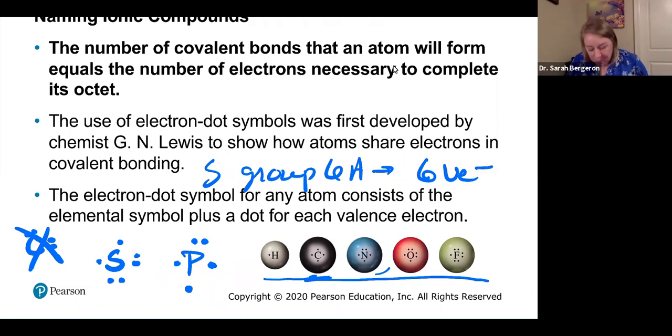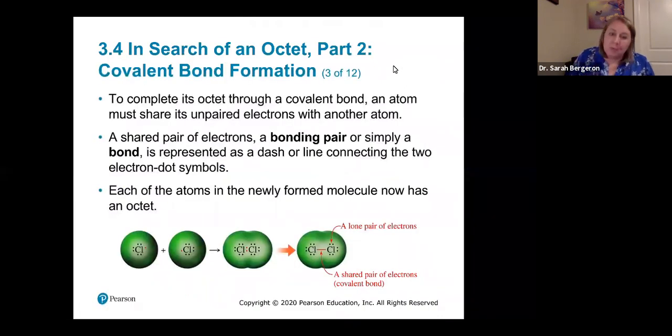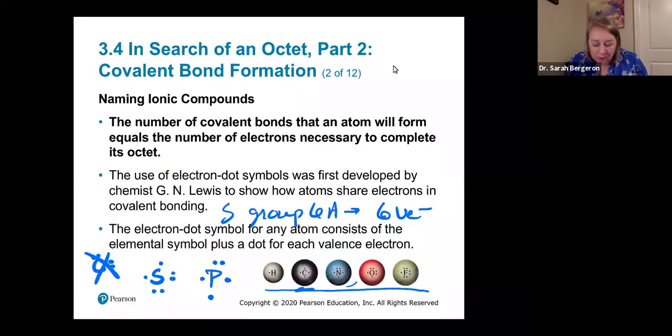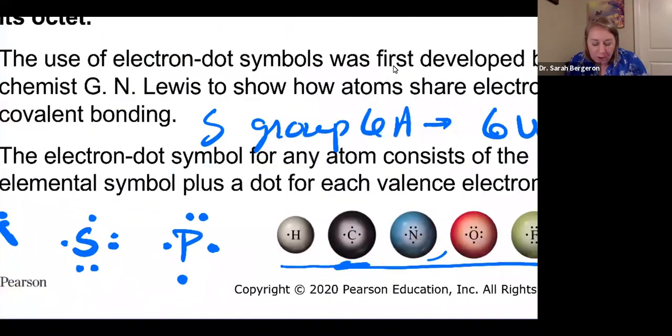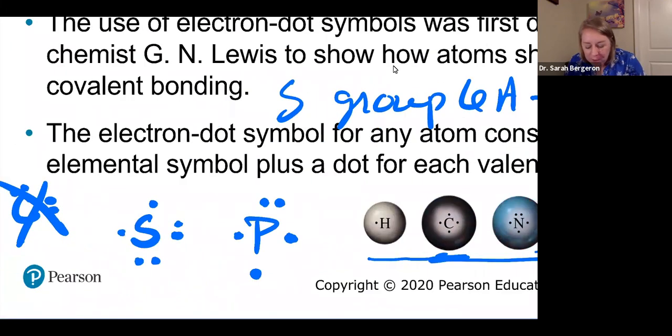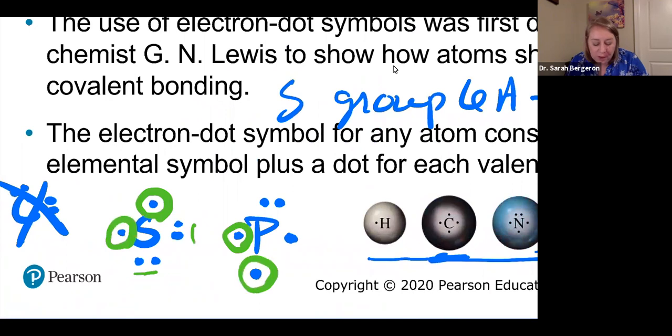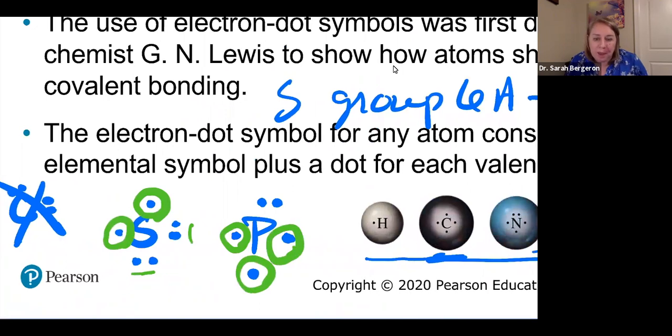Okay. So when we're doing an octet, an atom is going to share its unpaired electrons. So when we talked about unpaired electrons over here, how many unpaired electrons do we have in sulfur? Which ones are unpaired? I have 1, 2 unpaired electrons. So these are the electrons that are going to participate in the covalent bond. These 2 that are together are good. You can leave them alone. So sulfur has 2.